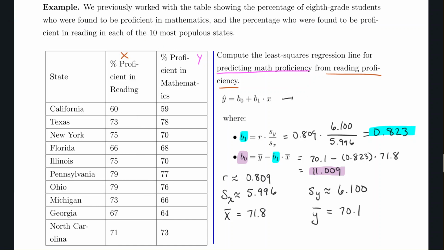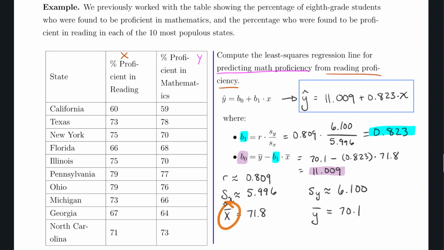So we know that the least squares regression line is then y hat is equal to my value 11.009, b sub 0, plus b sub 1, 0.823, times my variable x. So keep in mind, if you're asked to find the least squares regression line, as long as you know how to calculate these separate concepts, x bar, standard deviation of x, y bar, standard deviation of y, correlation coefficient, and you know the general formula, you can put it all together.